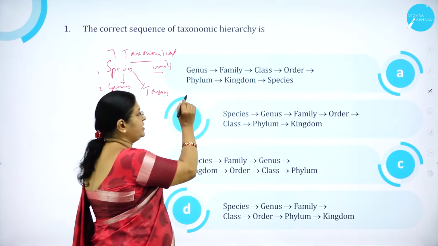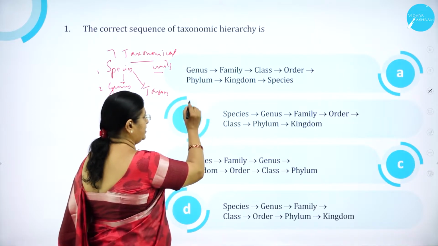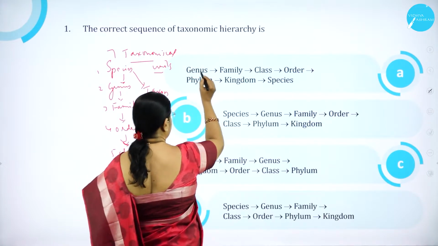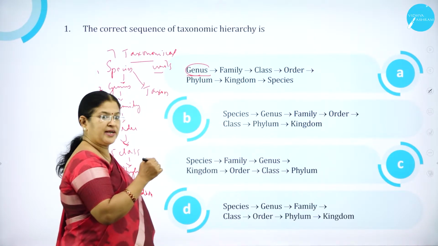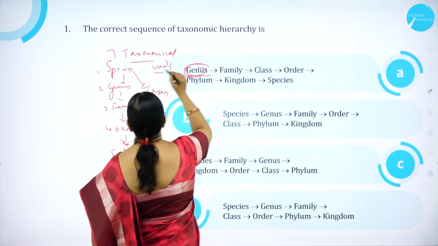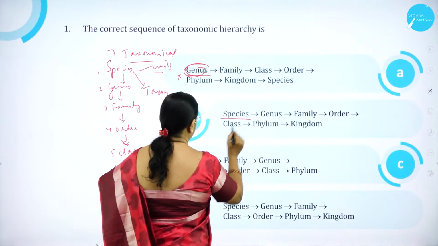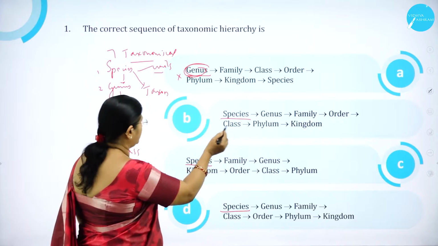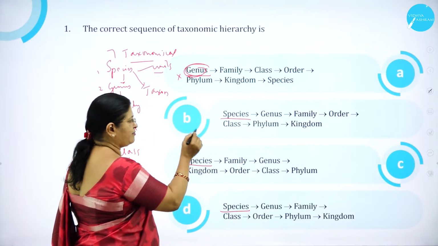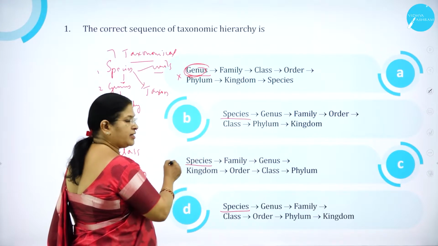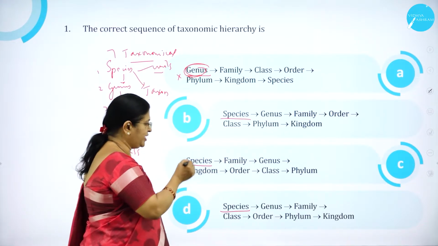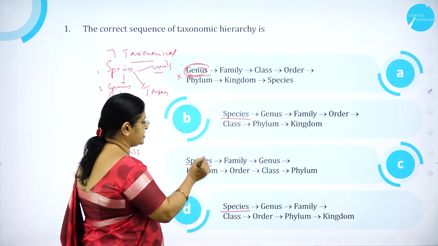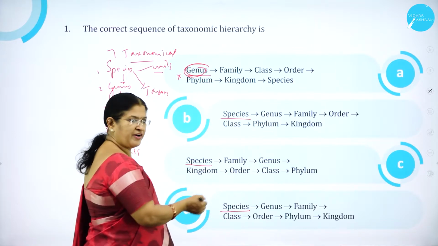Option A: genus, family, class, order, phylum, kingdom, species. Here you can see the first one, genus, is wrong. The first should be species. What is the second option? B is species, genus, family, order, class, phylum, kingdom. Option C: species, family, genus, kingdom, order, class, phylum. Option D: species, genus, family, class, order, phylum, kingdom.